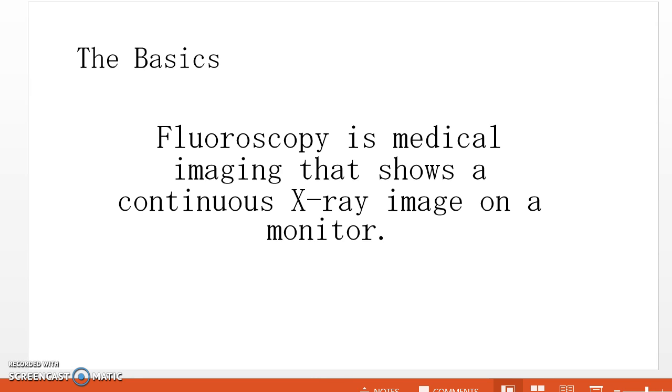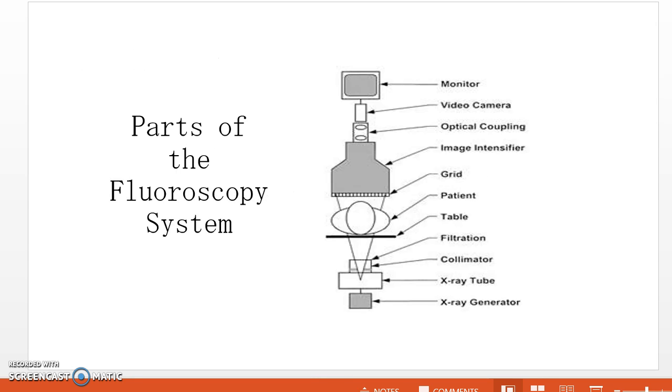Let's start off with parts of a fluoroscopy system. So you have the monitor, the video camera, I'm not sure how to say this, but coupling, image intensifier, grid, the patient table, filtration, collimation, X-ray tube, and X-ray generator. I'm just going to go over each part briefly, about what it does.